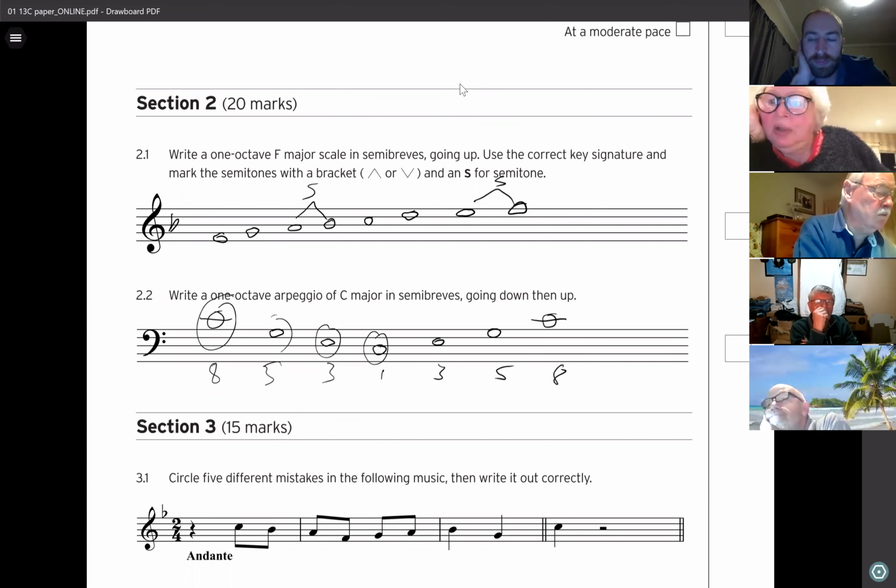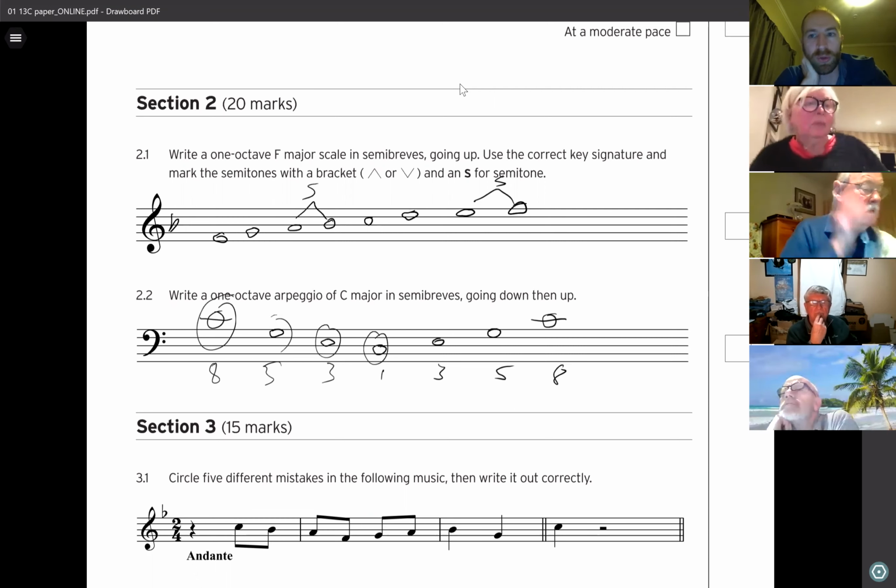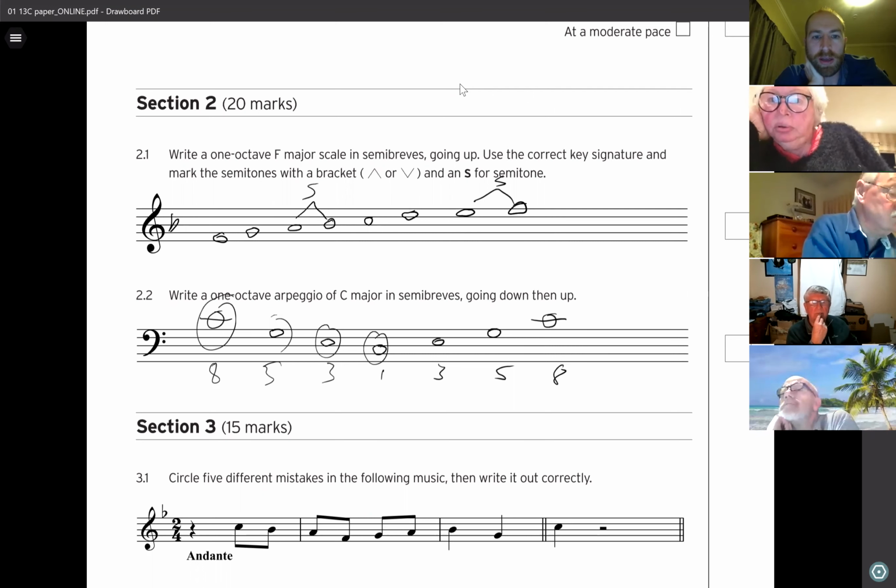So does an arpeggio always have 4 notes? You could do a 2-octave arpeggio, but if you're using an arpeggio within 1 octave, it would always be the 4 notes: 1, 3, 5, and 8. Has everyone understood what we did there? Okay. All right.